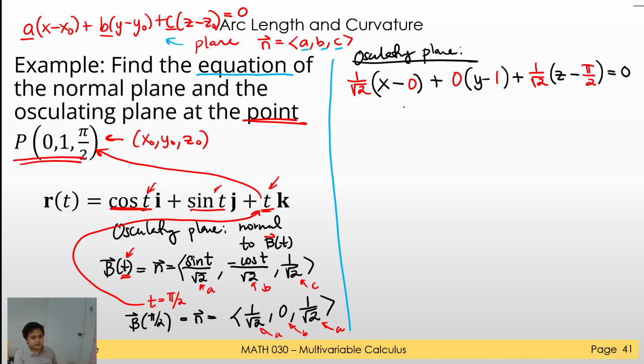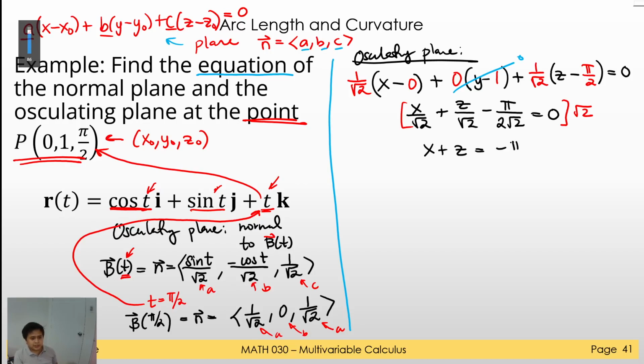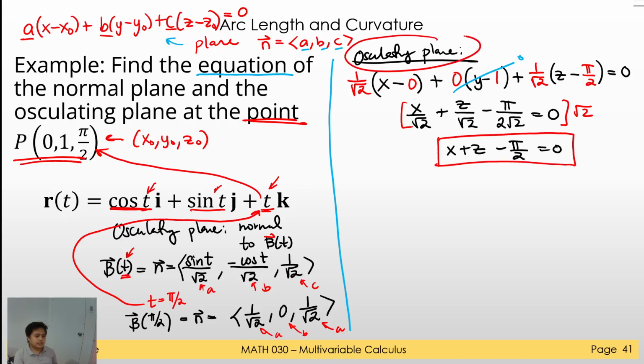So simplifying this, we have x over square root of 2. This will be cancelled out to 0, plus this will be z over the square root of 2 minus pi over 2 square root of 2 is equal to 0. So you can see we can actually factor out this square root of 2, no? Or we can remove the square root of 2, so that we have x plus z is equal to negative pi over 2, right? Is equal to 0. Therefore, this is your curve already, no? So this will be your equation, sorry, not plus, but x plus z. So this will be your equation of your plane. That is the oscillating plane.